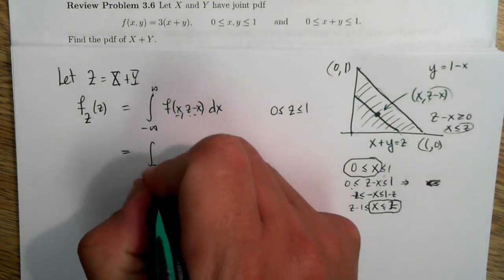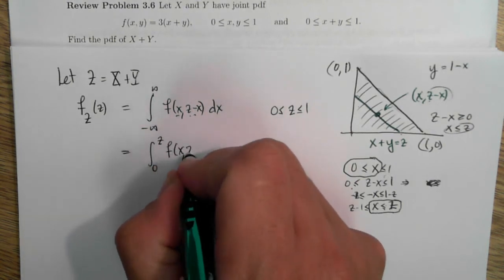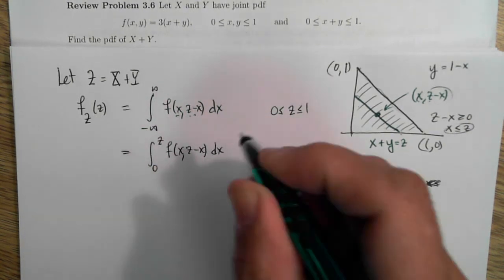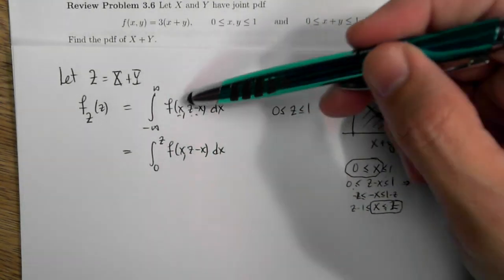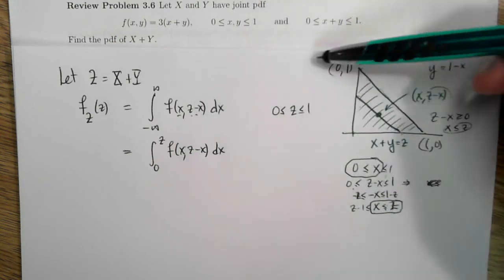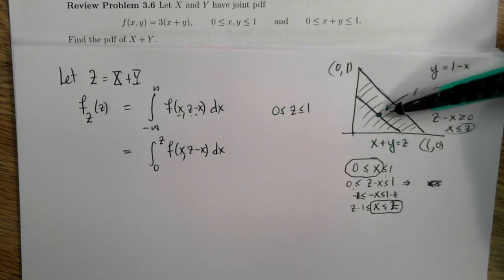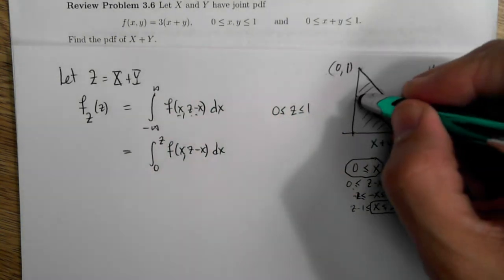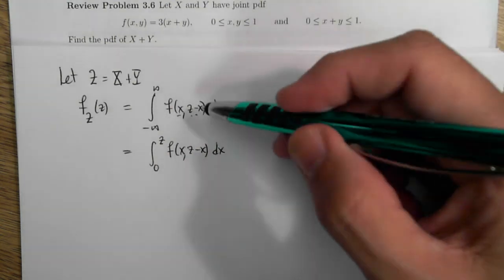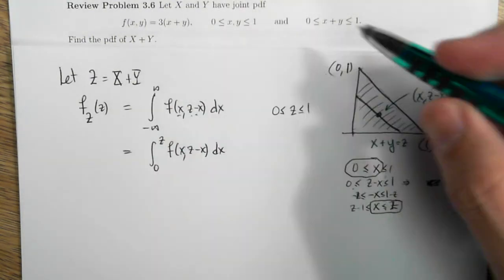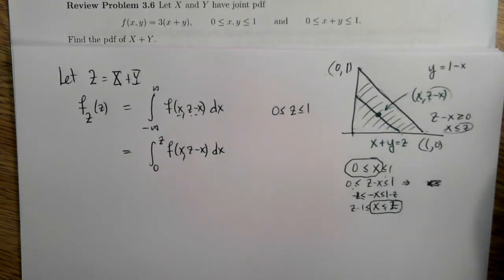So we're integrating between 0 and z of the PDF at (x, z minus x) dx. Stated another way, the x and the y coordinates add up to z, and so that's a diagonal slice going along a line like this. And because the point (x, z minus x) must lie in the triangle, that means the x values must be between 0 and z, so that both of these numbers are positive, so it's inside the domain of the function.